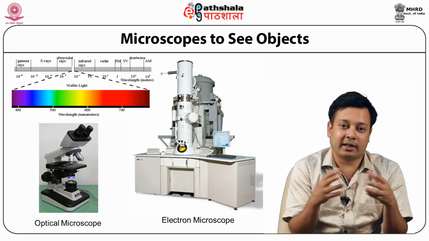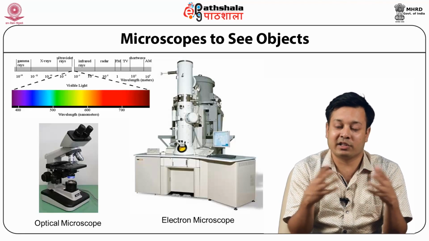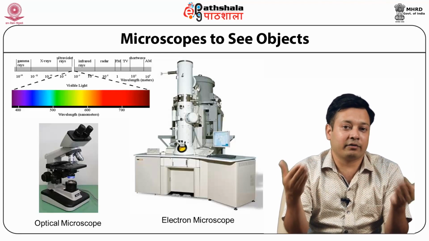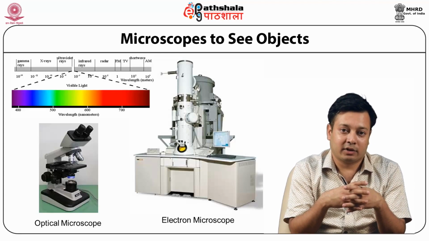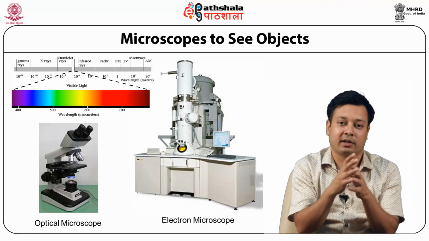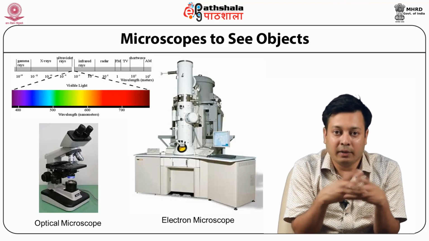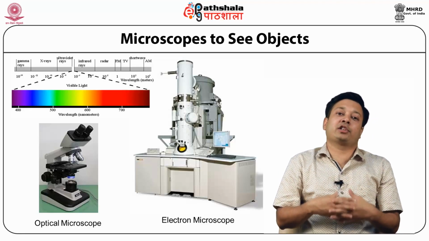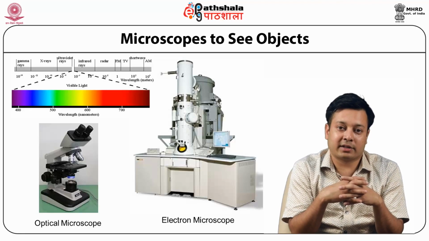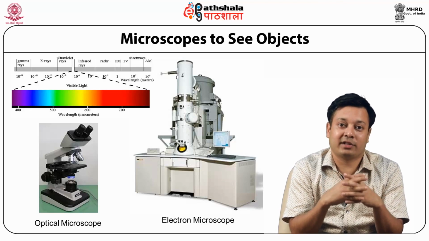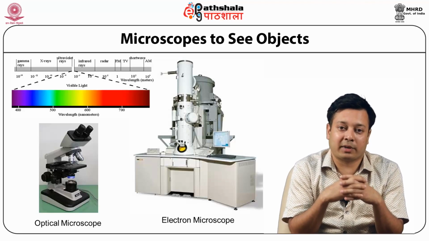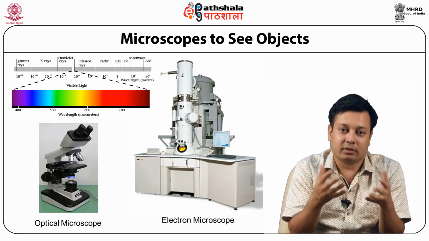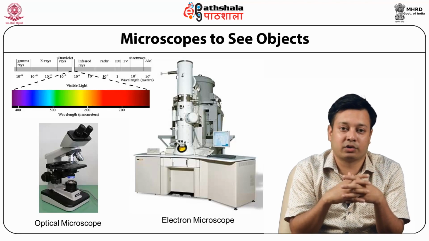But suppose it gets down to DNA, their dimension is, let's say, 2 nanometer or 3 nanometer. Now that is already lower than the visible light wavelength. So we cannot see DNA using visible light. We need to go for a special microscope, that is not an optical microscope, that is an electron microscope, where instead of visible light, we use electrons as a source of wavelength.